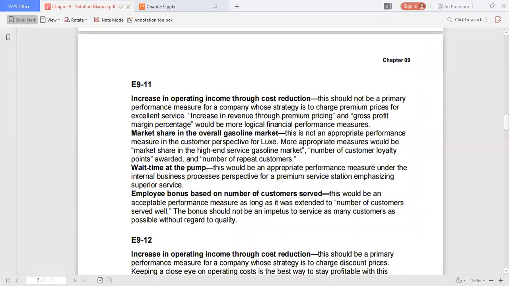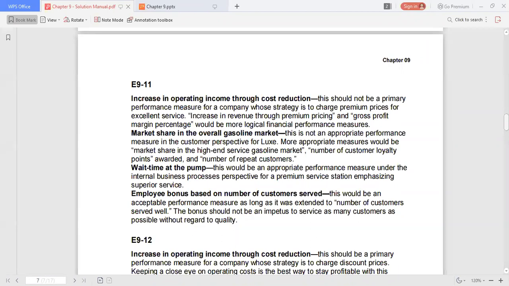Wait time at the pump. This would be an appropriate performance measure under the internal business process perspective for a premium service station, emphasizing superior service.